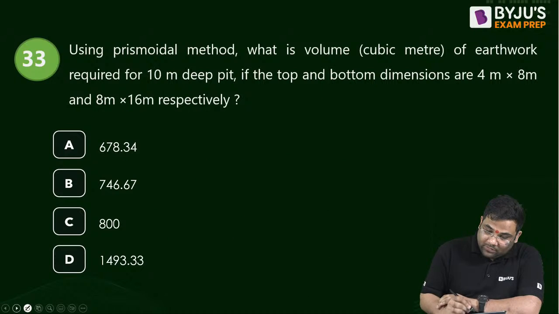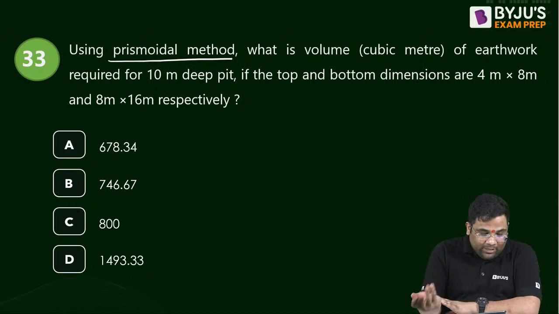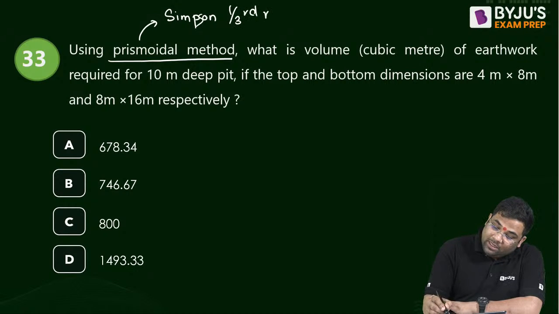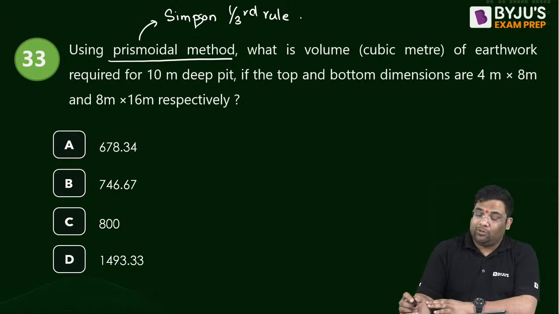Next is the Prismoidal method. This Prismoidal method is similar to your Simpson 1 by 3 rule. So what to do in this? You can see that here we find out the volume of earthwork.